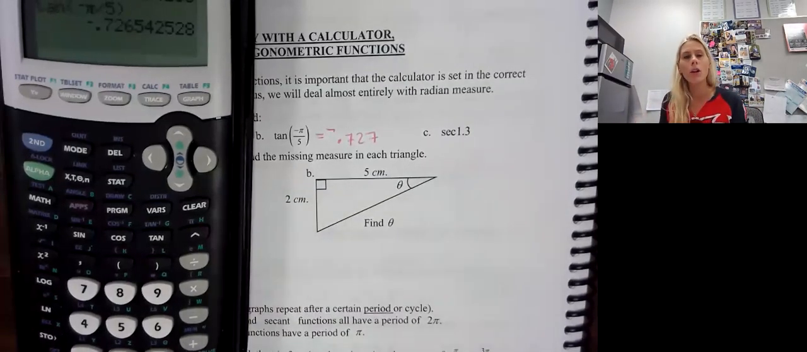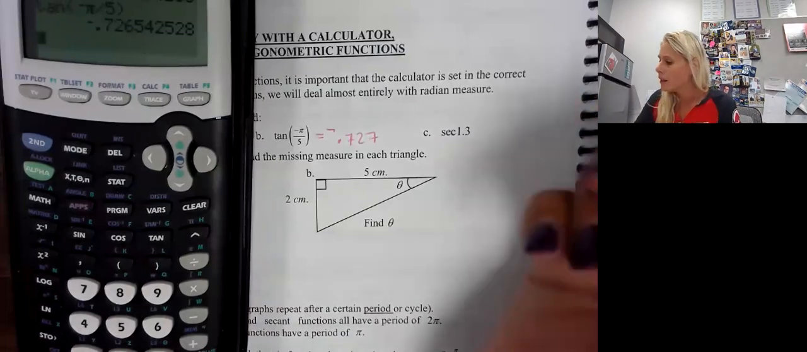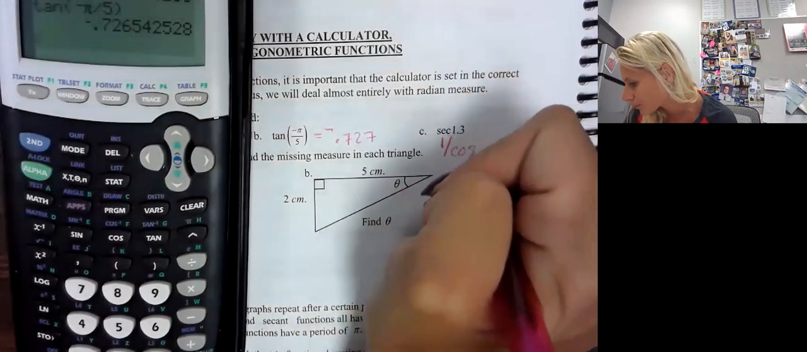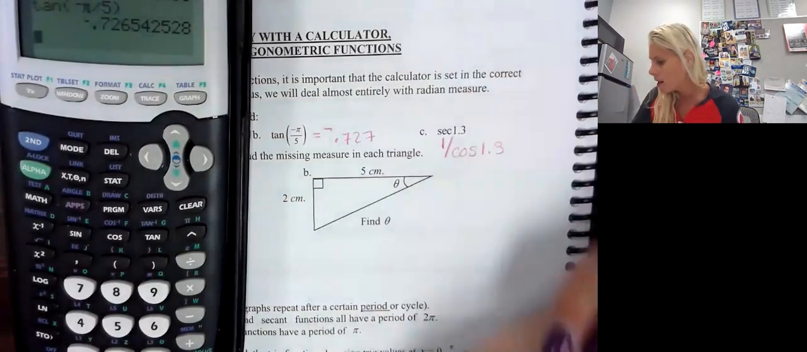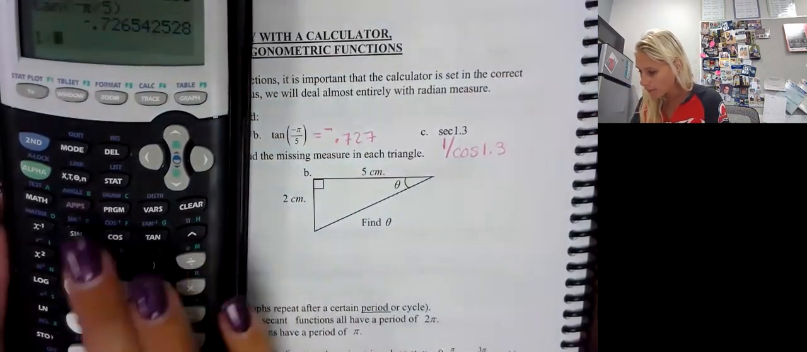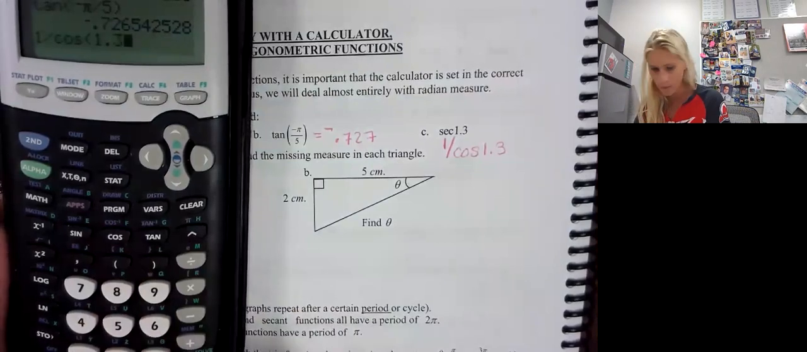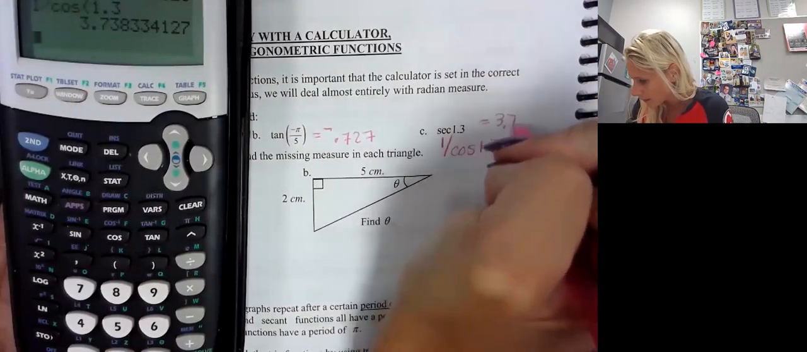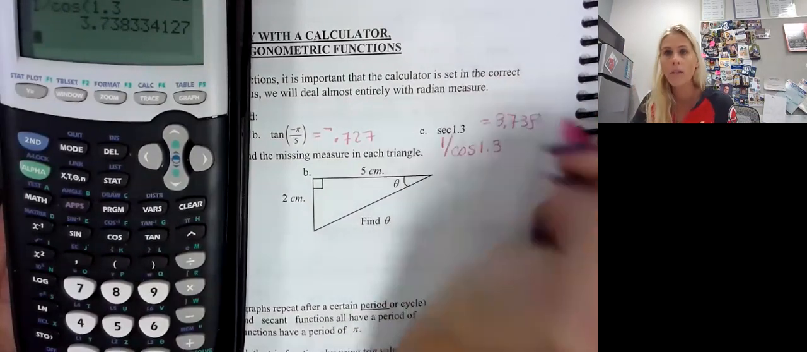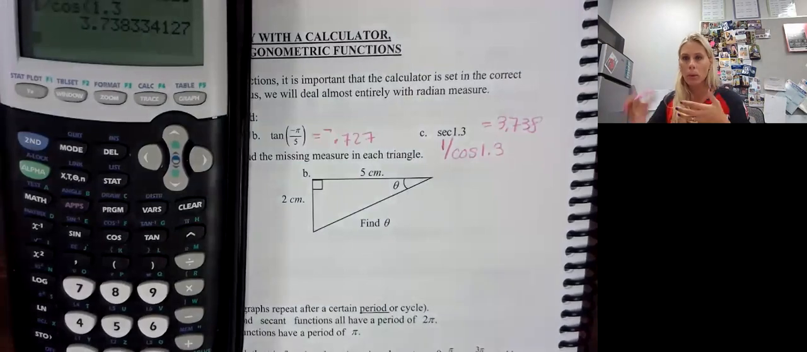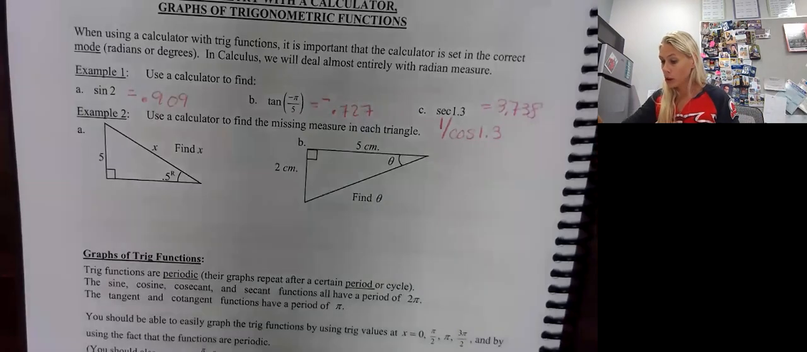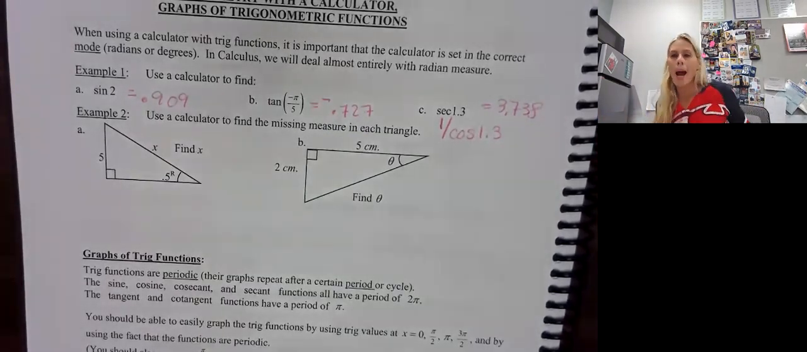And secant. Now, of course, as you guys can see, we don't see secant on the calculator. So remember that secant is 1 over cosine. So I'm going to go 1 divided by cosine 1.3. And we get 3.738. So be careful of those reciprocals, the other 3 extra trig functions. Okay, now let's go backwards.